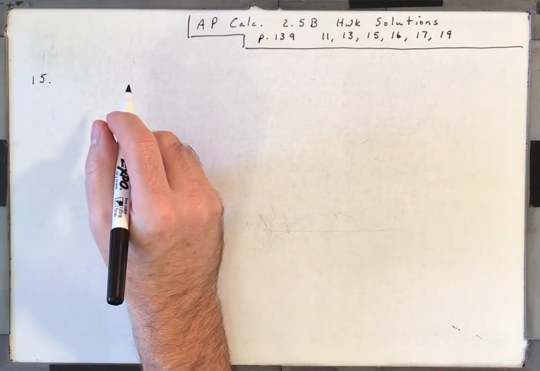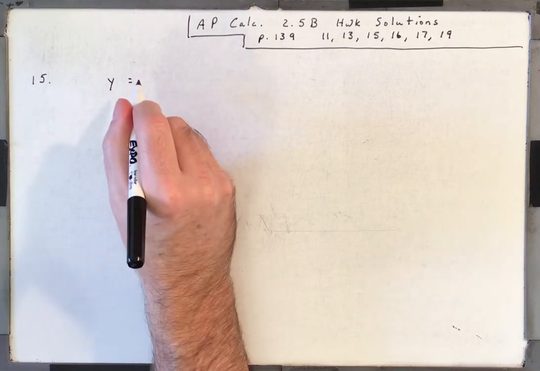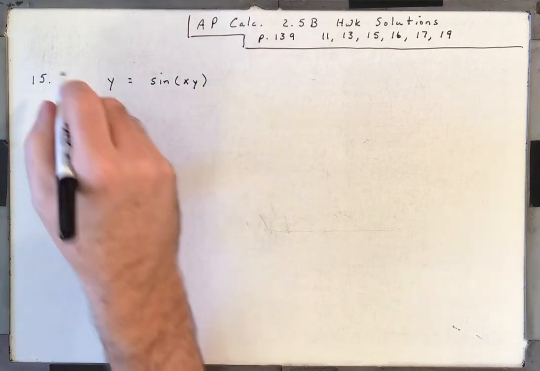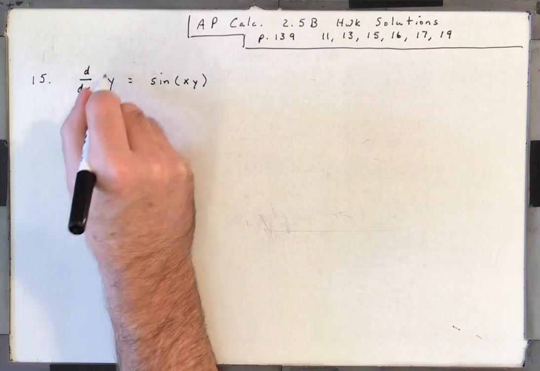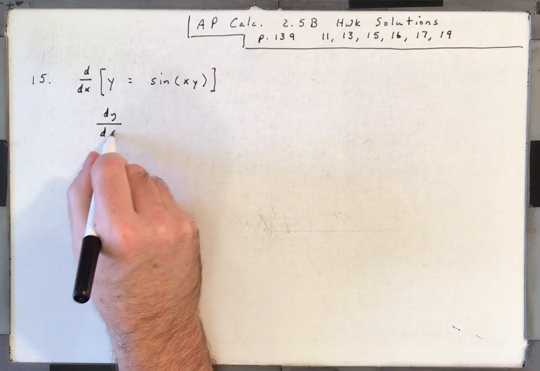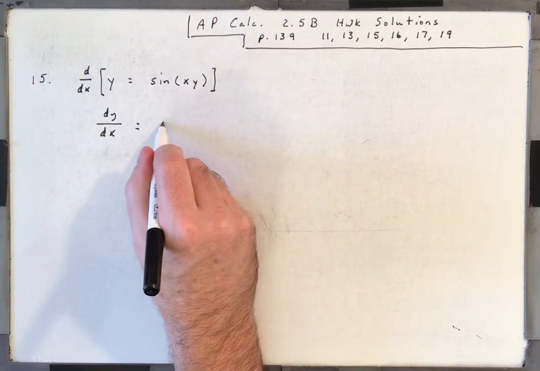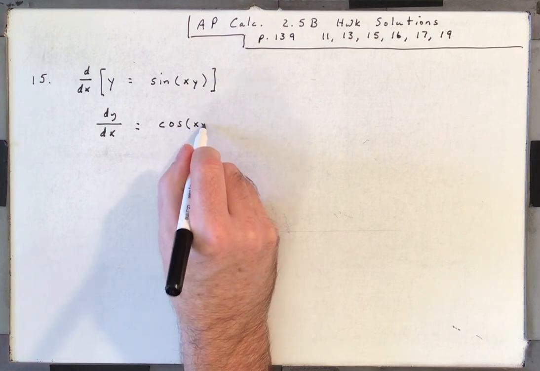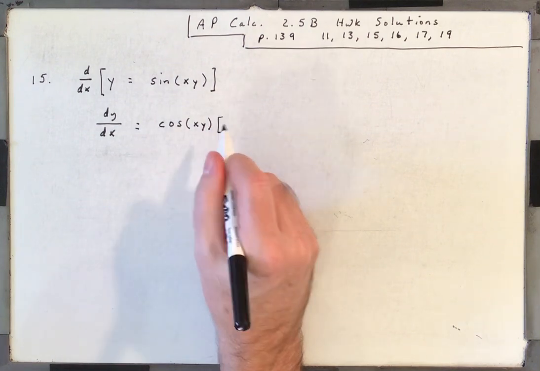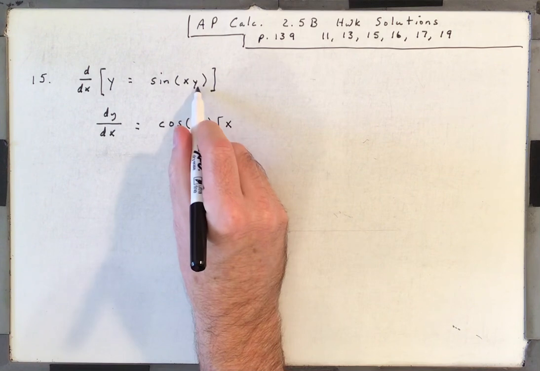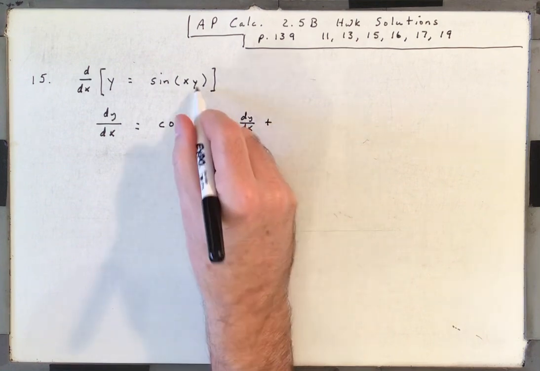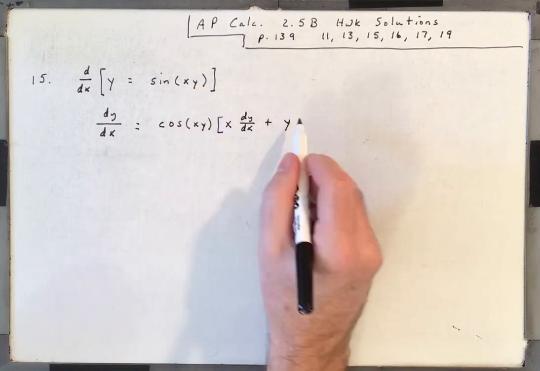So 15, we have y is equal to sine xy. All right, we're going to take the derivative with respect to x. So the derivative of y is dy dx. Derivative of sine xy would be cosine xy, and then we have to do the derivative of xy. So that's times the first x times the derivative of y dy dx. First times the derivative of the second, plus the second y times the derivative of x, which is 1.